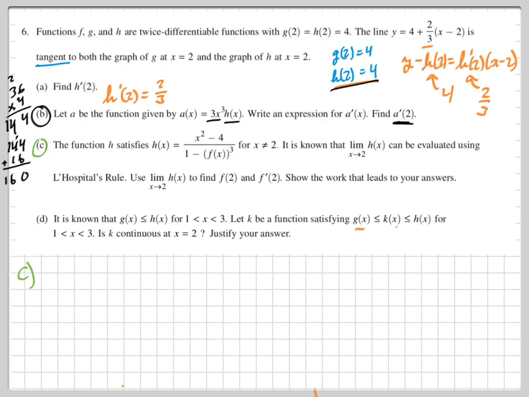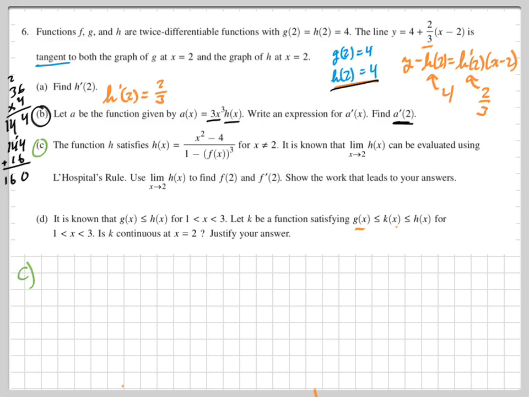I'm like, okay, so we know that this satisfies the h function, but it doesn't satisfy it at x equals 2, which is kind of weird because we know what h is at 2 because it told us. All right, but this doesn't work at x equals 2. Weird. This is really weird. It's known that the limit of h as x approaches 2 can be evaluated using L'Hopital's rule. Okay, that's great. So if we took the limit of this, we can use L'Hopital's rule to find it. Okay. Use the limit of h as x approaches 2 to find f of 2 and f prime of 2. Show the work that leads to your answer.